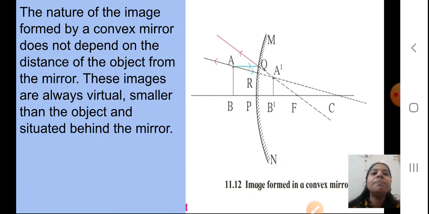Students, the nature of the image formed by the convex mirror does not depend on the distance of the object from the mirror. This you are going to remember. These images, whatever the convex mirror images, will always be virtual, smaller than the object, and situated behind the mirror. Always they are going to be behind the mirror. So the nature of the image formed by the convex mirror does not depend upon the distance of the object from the mirror.